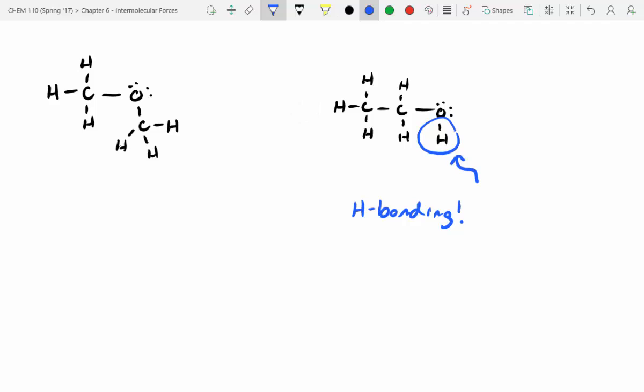Can this one hydrogen bond? Why isn't this hydrogen capable of hydrogen bonding? It's bonded to a carbon, not a direct bond to an oxygen. So this one has no H bonding.